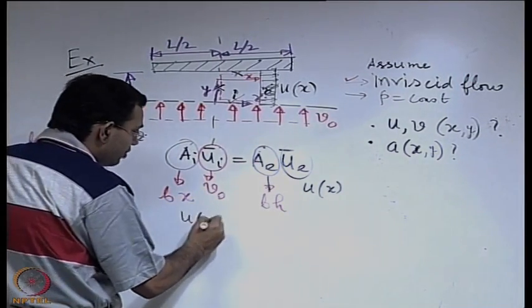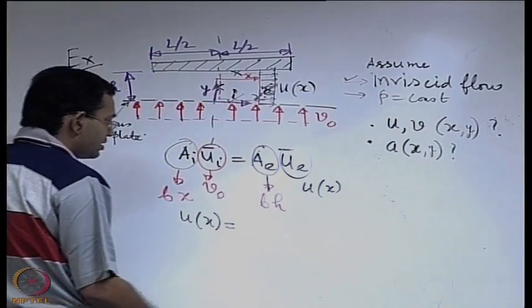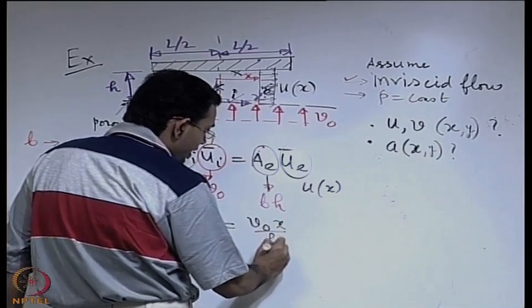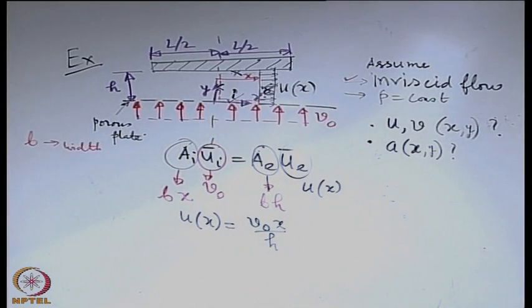So from here you can say that u as a function of x is v0 x by h.